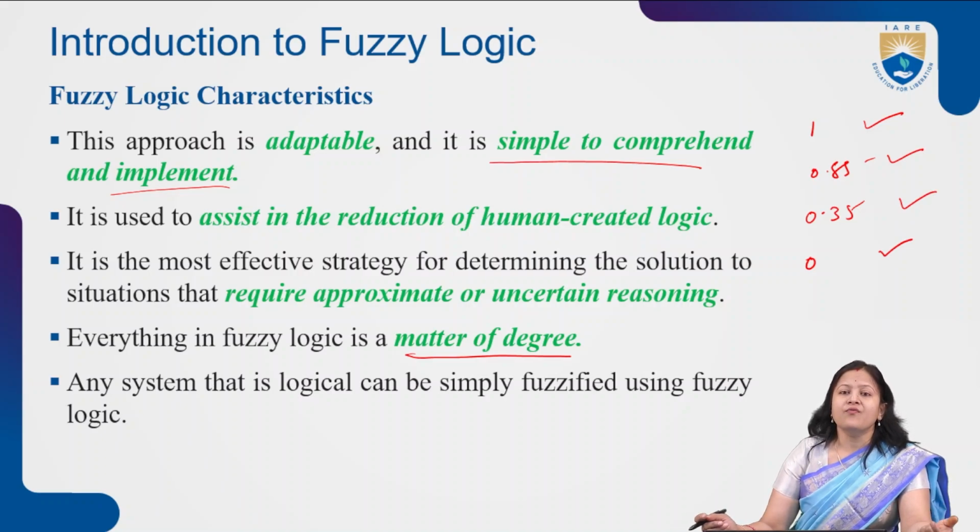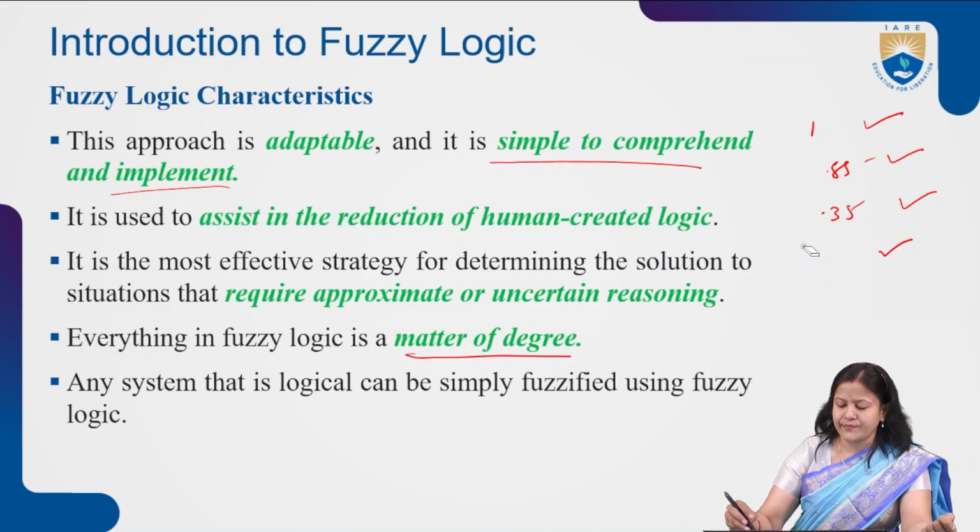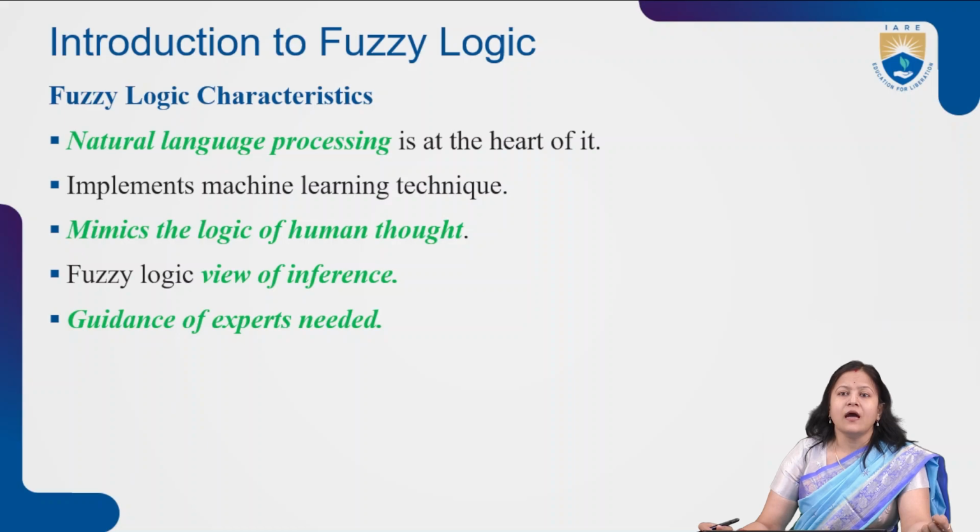So everything in fuzzy logic is a matter of degree, which ranges between 0 and 1. Any system that is logical can be simply fuzzified using fuzzy logic. And natural language processing is at the heart of it, because fuzzy logic depends upon linguistic variables. Those variables should be represented in a natural language processing format, because natural language processing is understandable by the system. So our linguistic term will be converted into NLP format. After that, fuzzy logic will be applied to convert it into 0 and 1, or in between 0 and 1.